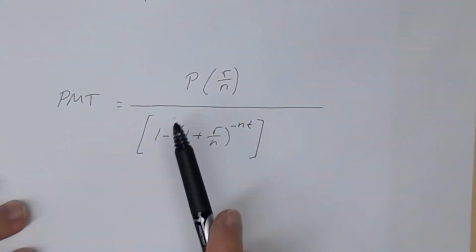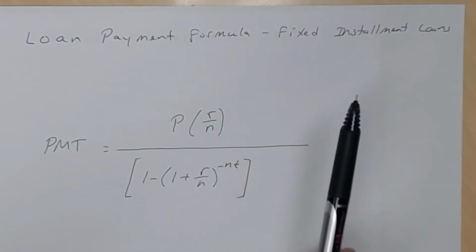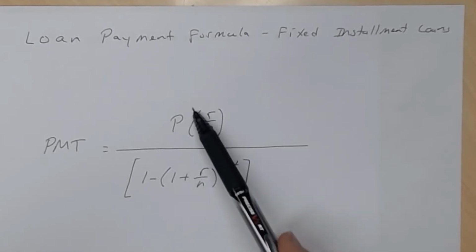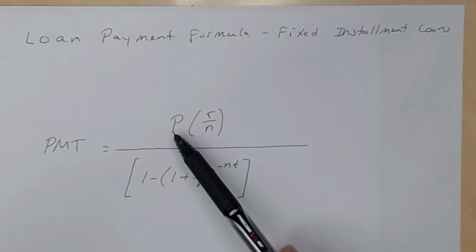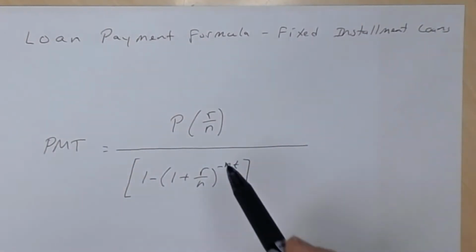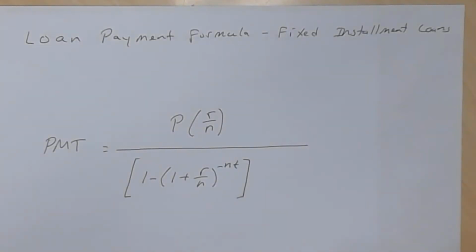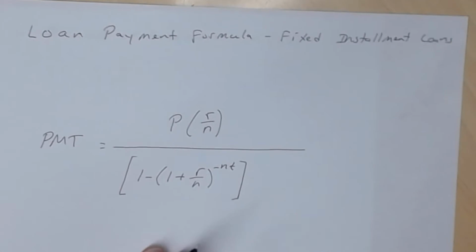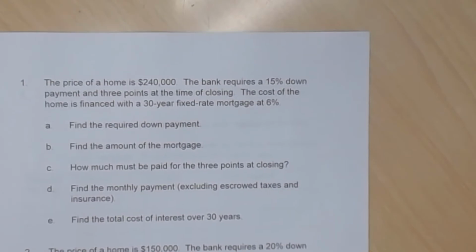So let's start looking at a problem. Before we go on, remember in the previous section we looked at this formula, which was used to determine the loan payment for a fixed installment loan. Remember that P was the principal, or the number of dollars that you borrowed. R is the interest rate. N is the number of times it's being compounded per year. And T is the time, in years. We're going to use that formula with many of our problems.